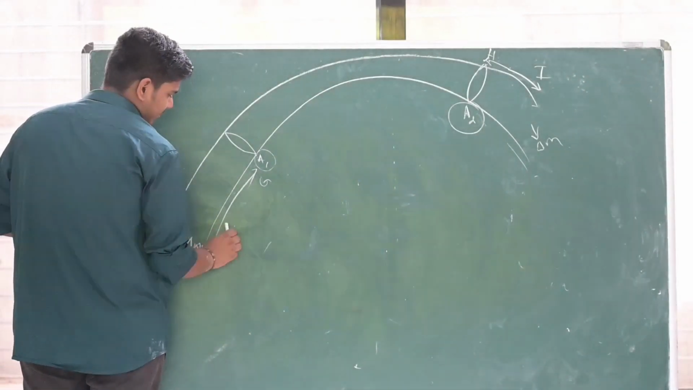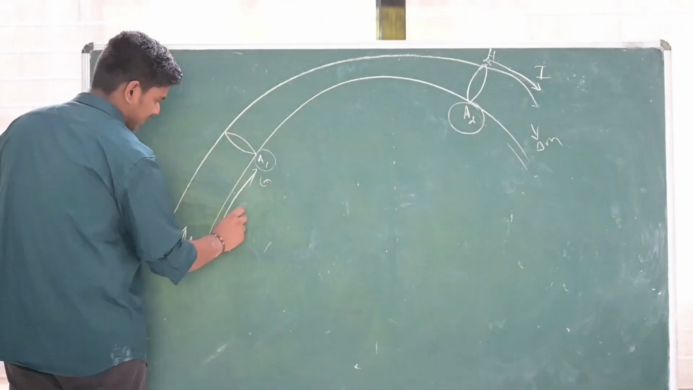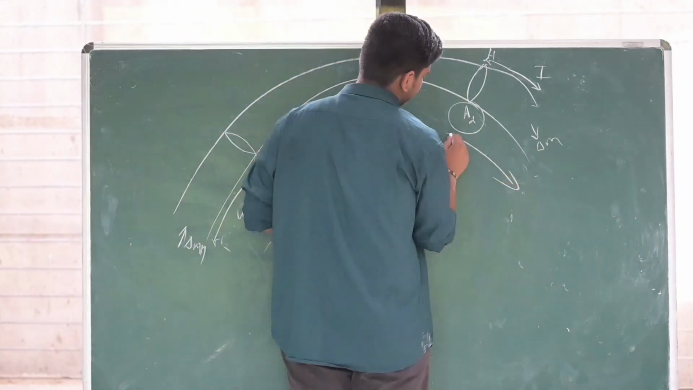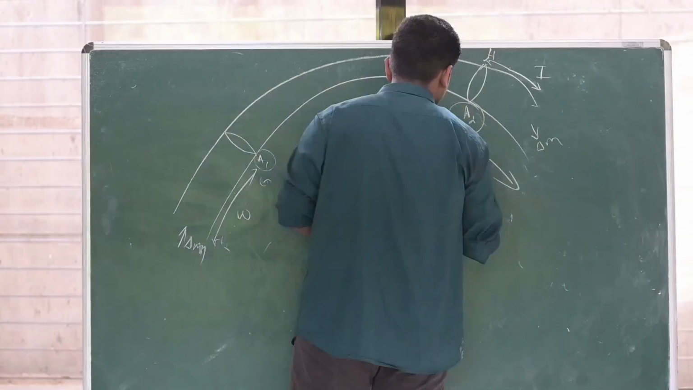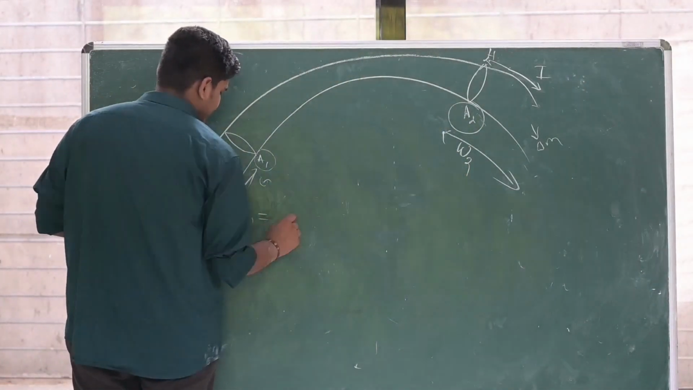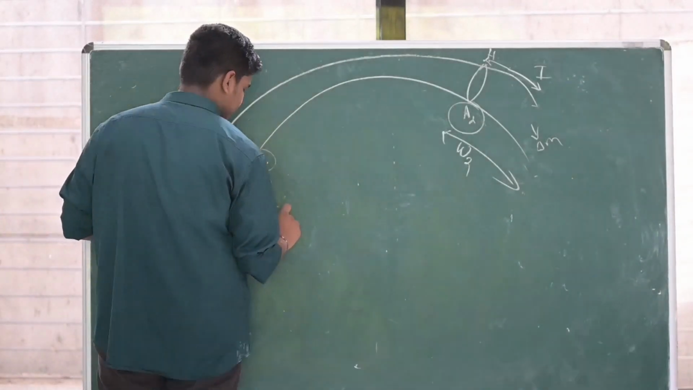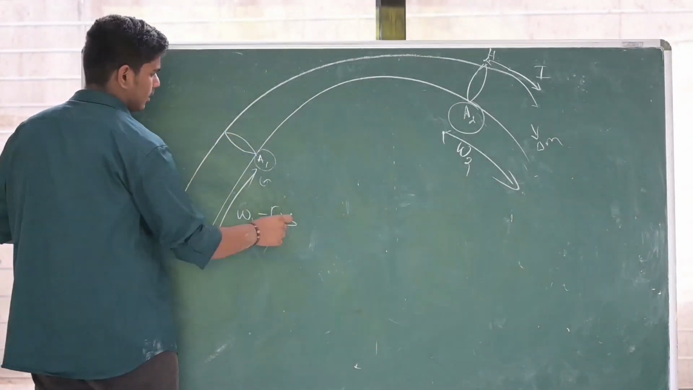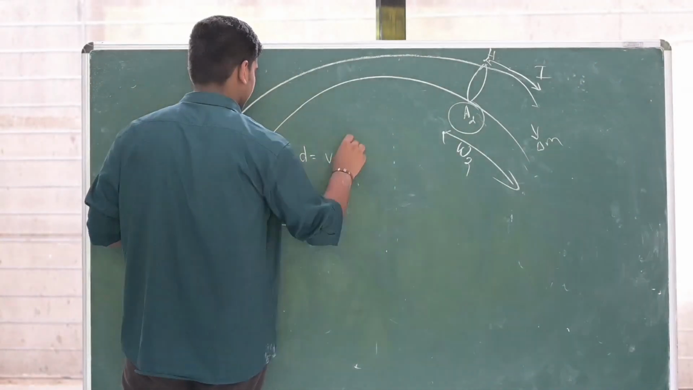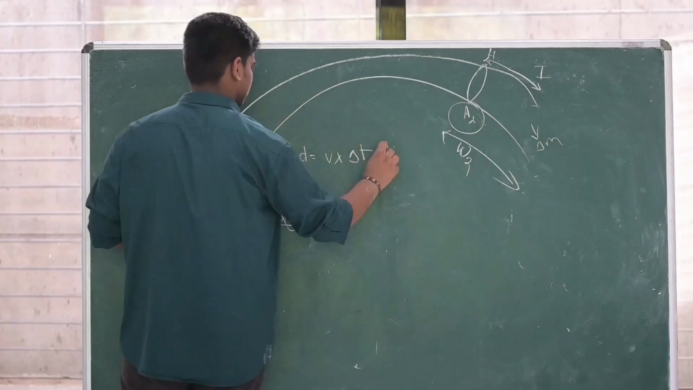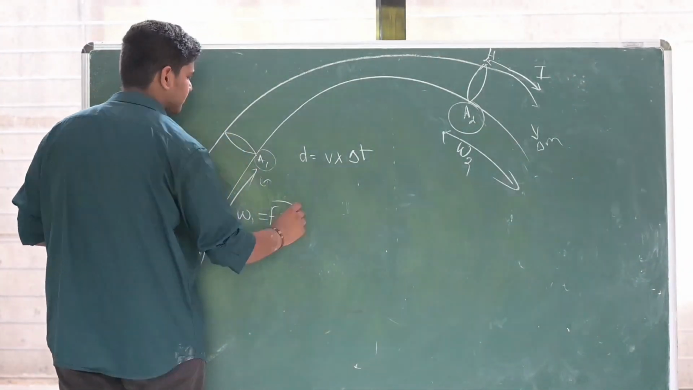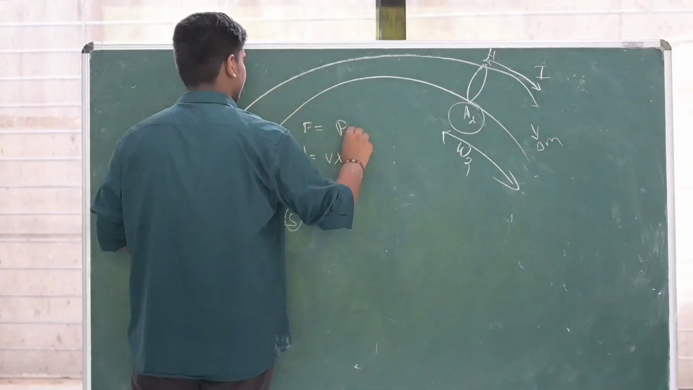Now, if a fluid moves from here to here, there will be some amount of work done. Similarly, here too, there will be some amount of work done. Let this be W2, let this be W1. Now, what is W1? Work done is equal to force into displacement. Now, displacement is equal to velocity into time. Okay? So, work done is equal to, and what is force? Force is equal to pressure into area.